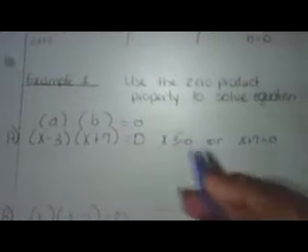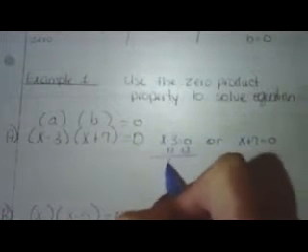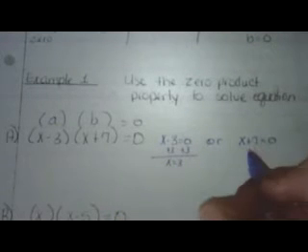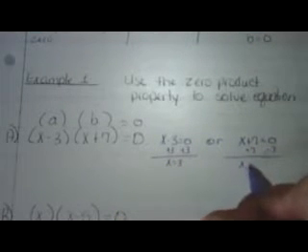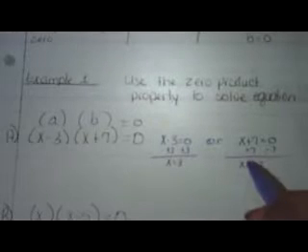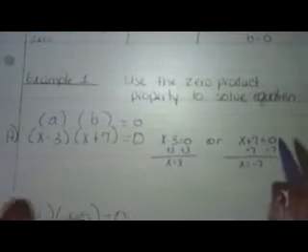So I'm going to have x minus 3 equals 0 or x plus 7 equals 0. To solve for x, I'm just going to add 3 to each side. I get x equals 3. For here, I'm going to subtract 7 from each side, so x equals negative 7. There's my two solutions, but let's check to make sure our solutions are correct.